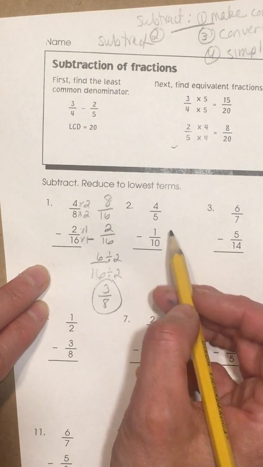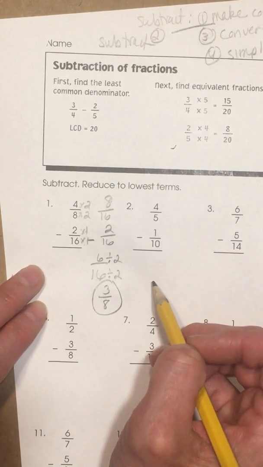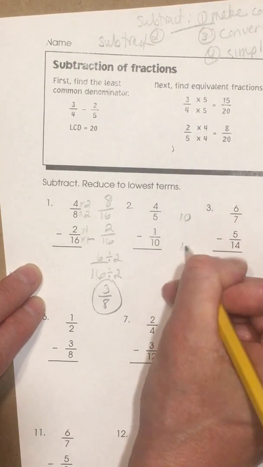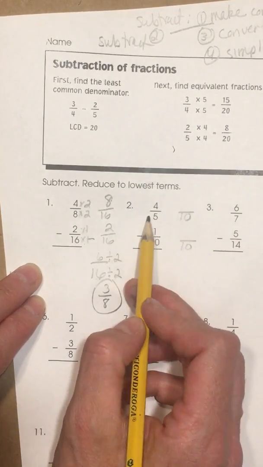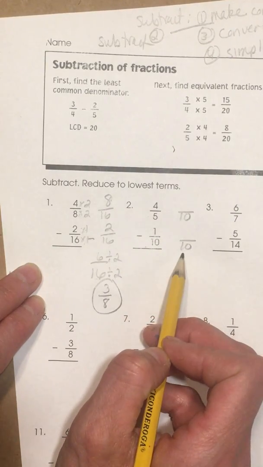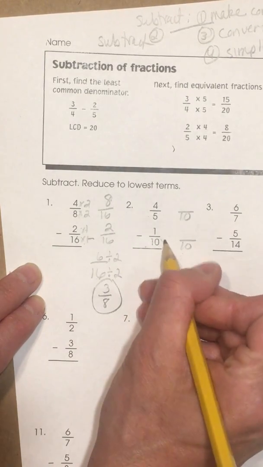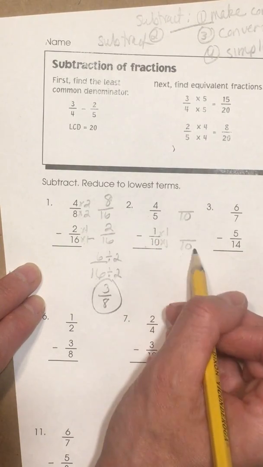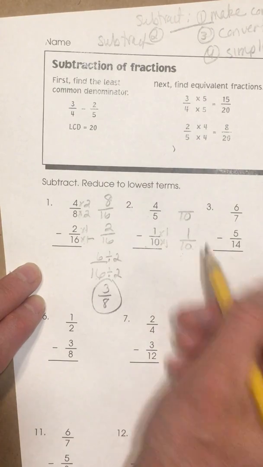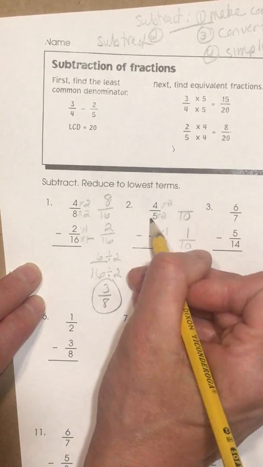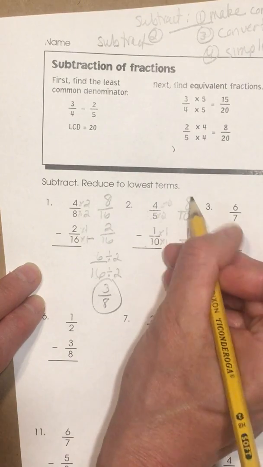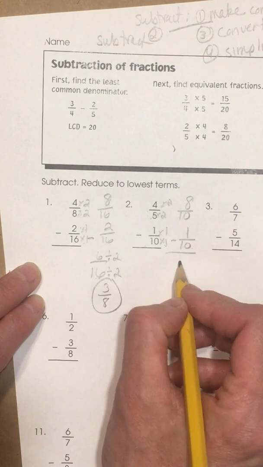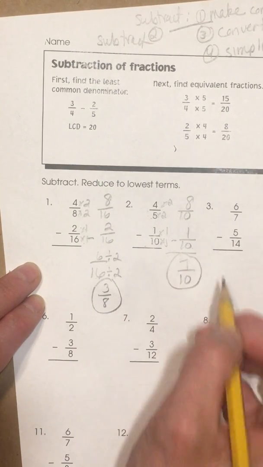Okay, next problem. We have 4/5 take away 1/10. We can't subtract them because they do not have the same denominator. Let's give them the same denominator. If I skip count by 5 and skip count by 10, my LCM is 10. Whatever you do to the bottom, you do to the top. 10 times 1 is 10. 1 times 1 is 1. 5 times 2 is 10. 4 times 2 is 8. That is what we subtract. 8 take away 1 is 7 tenths. Does not need to be simplified.